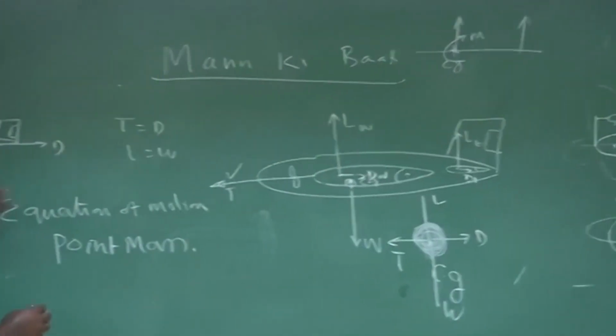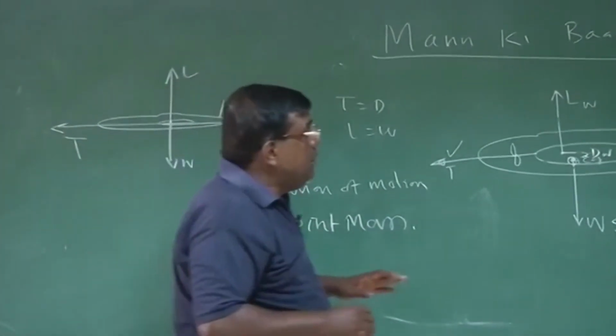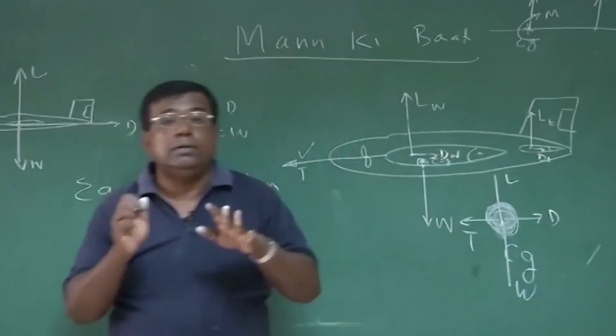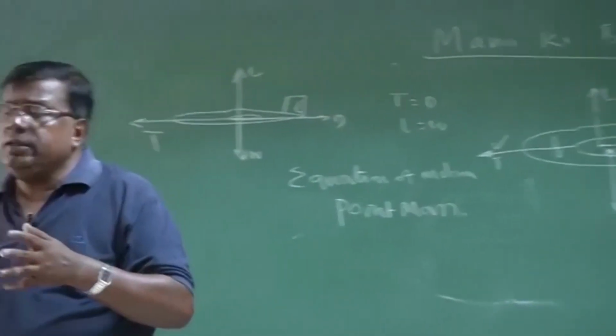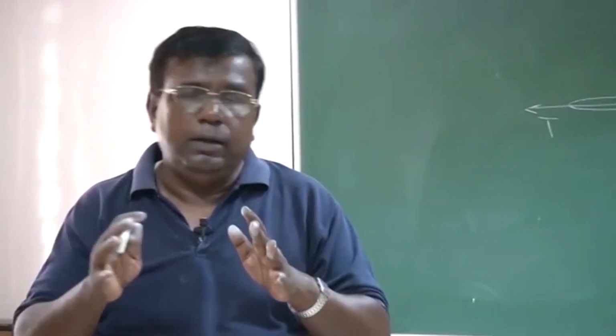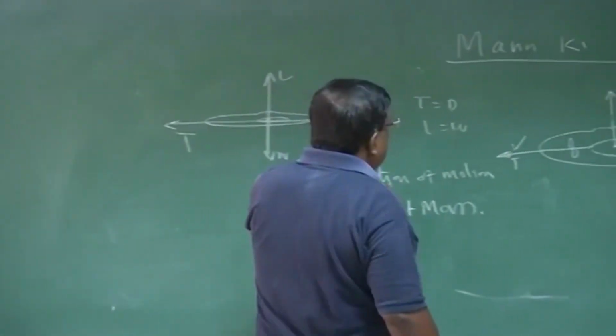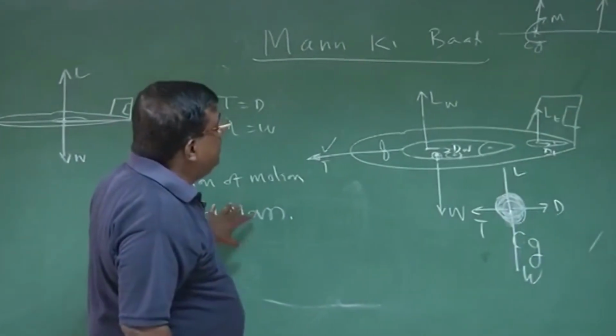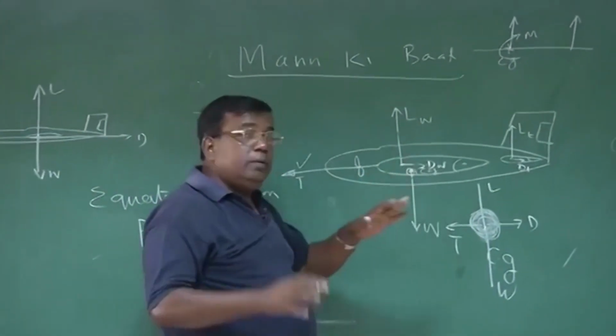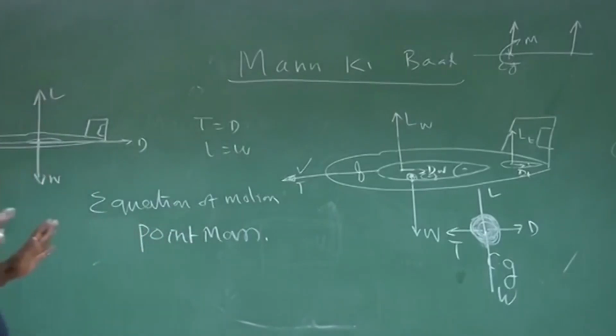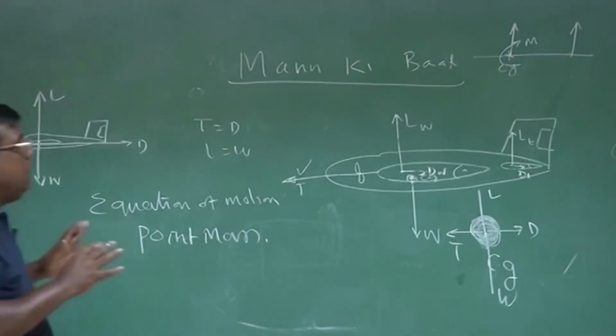But in this analysis, it is assumed that all those moments are balanced by elevator, trimmer, or whatever it is. When I am writing this equation of motion, it is a point mass model, and the assumption is all the moments are balanced, and it's a stable flight. Okay? So this clarity must be there.